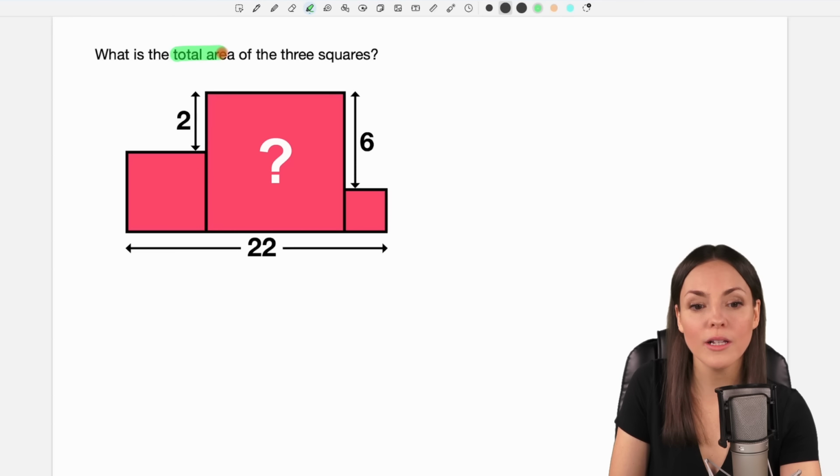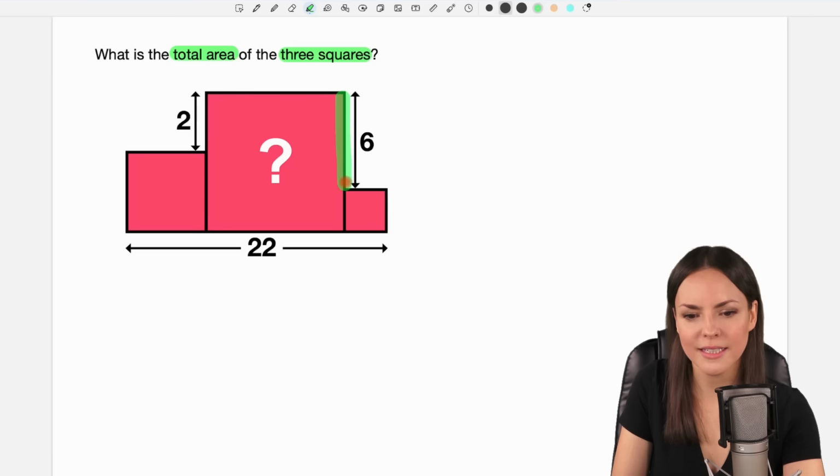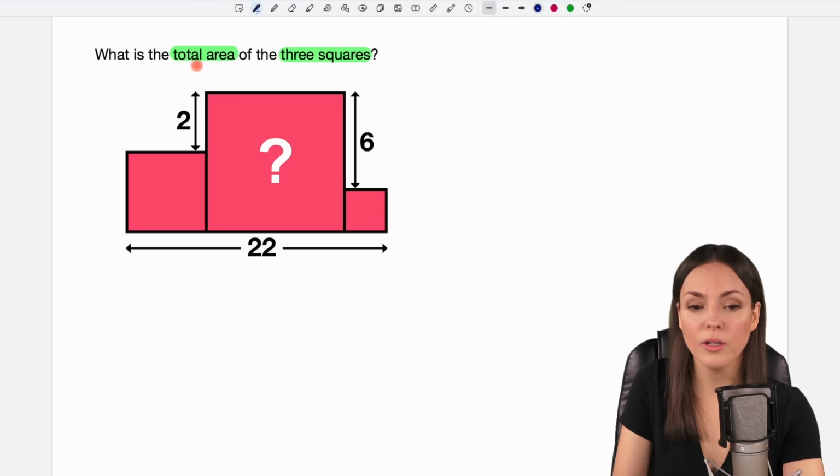What is the total area of the three squares? They tell us that we have three squares here, a small one, a big one, and a tiny one here. We get the length of this part here, the length of this part, and the length of this one here. And to be able to find the total area of the three squares, we need to find the areas of the individual squares and then add them at the end.